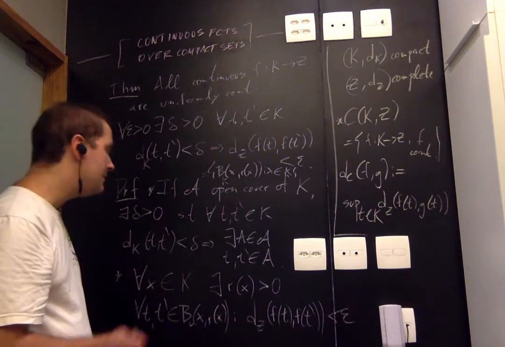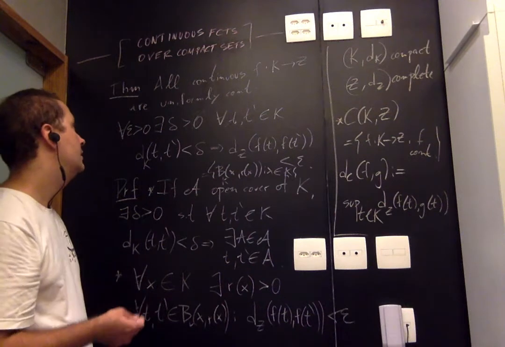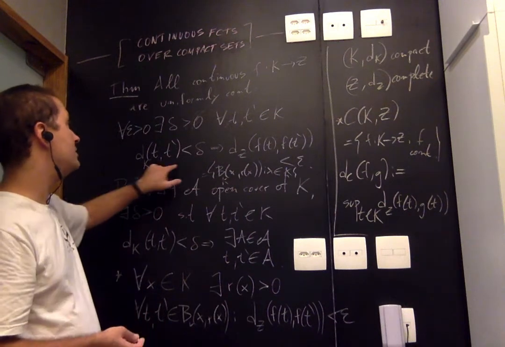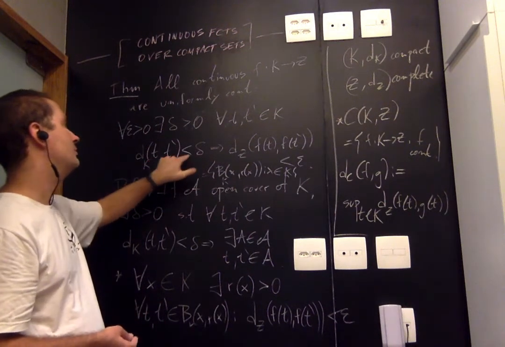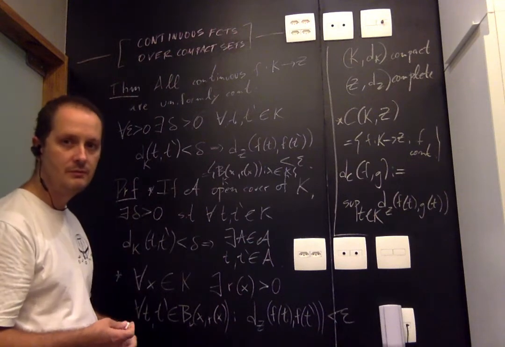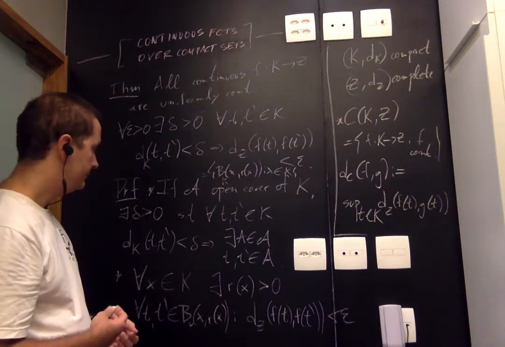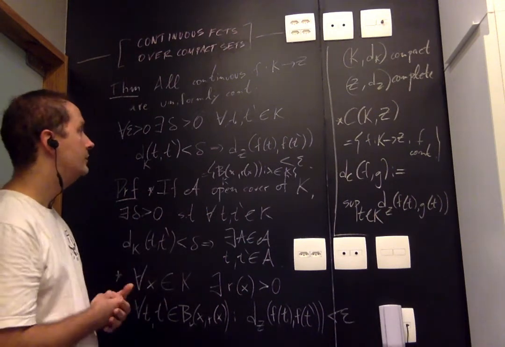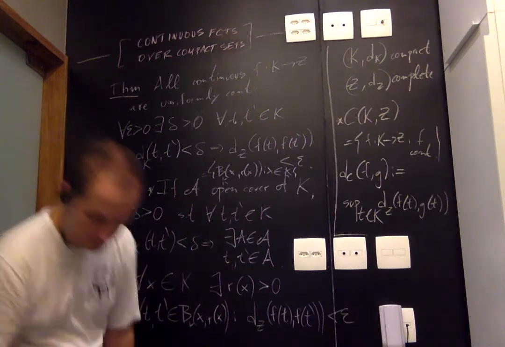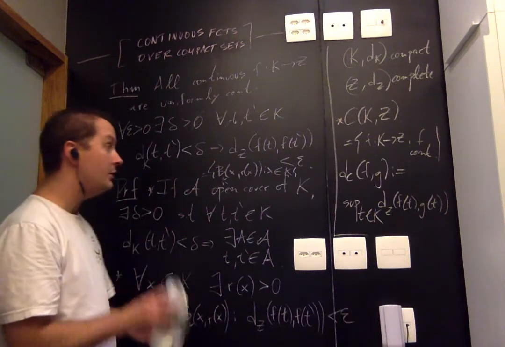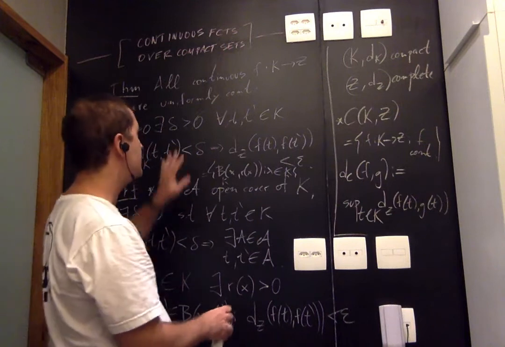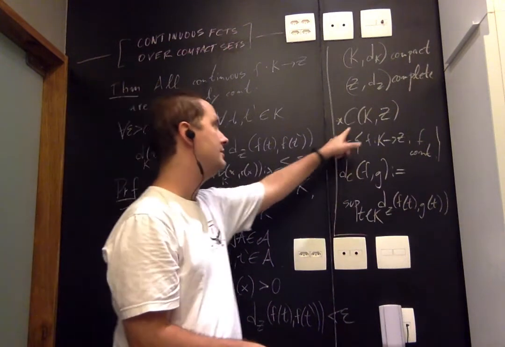So this you could call a topological proof of uniform continuity, except that uniform continuity really is a metric concept. It requires a metric for its definition. But okay, now we know that it's true. And now we're going to move on to something different. So this is a property of individual elements of C(K).